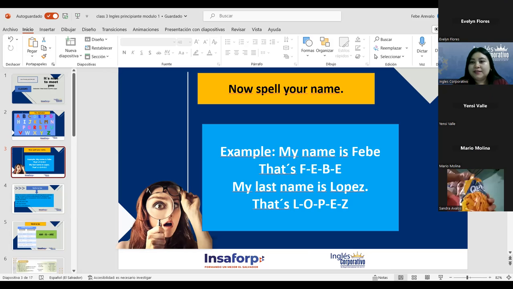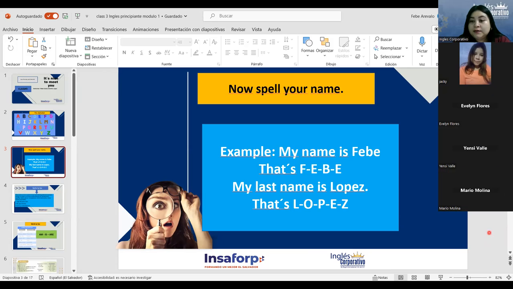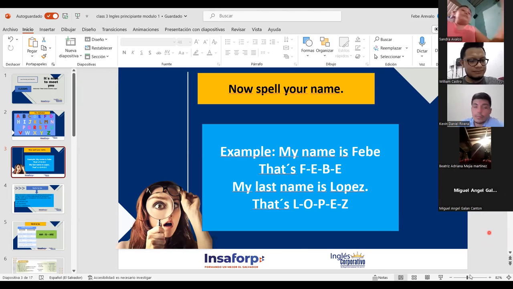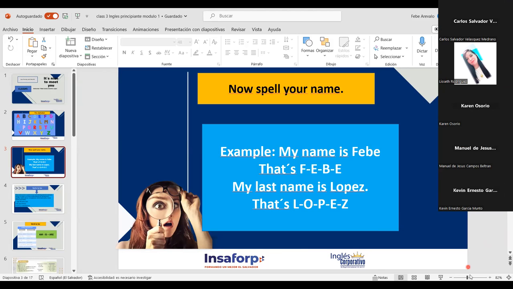Let's go with another girl. What about, let me see. Okay, everybody participating. Let me check. This is weird. This is the first time that I have a group in which there are more boys than girls. Es la primera vez que tengo un grupo donde hay más personas del género masculino que personas del género femenino. But let's check. Lizeth Rodriguez, please.